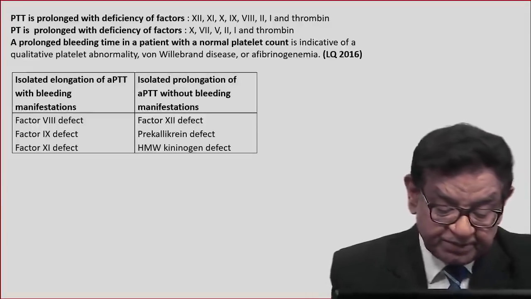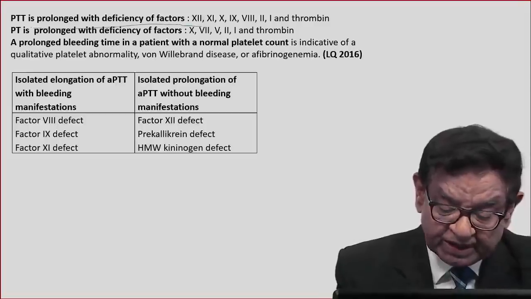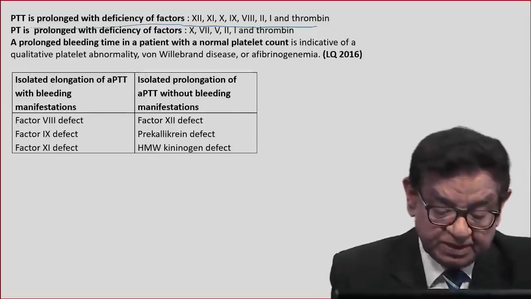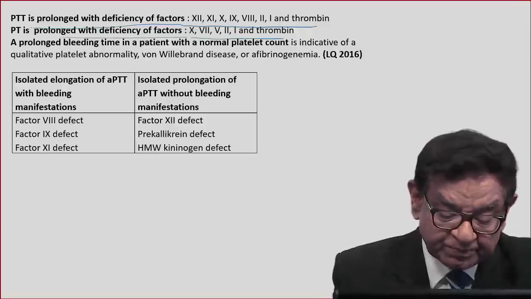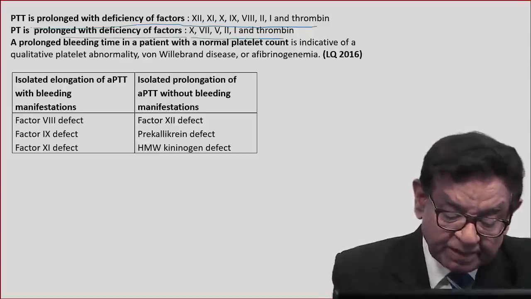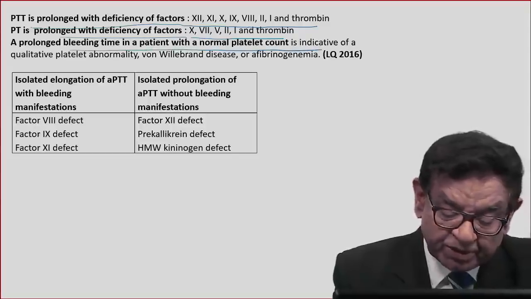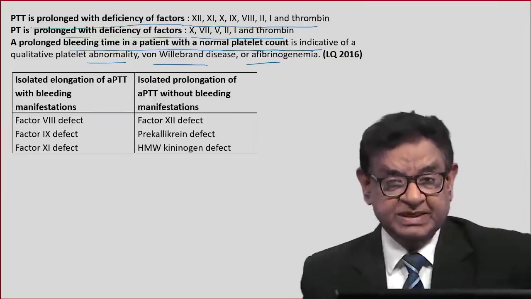So a summary, PTT is prolonged with deficiency of 12, 11, 10, 9, 7, 2, 1 and thrombin. PT will be prolonged in 10, 7, 5, 2, 1 and thrombin, and a prolonged bleed time with normal platelet count is definitely due to abnormality of platelet, von Willebrand factor or afibrinogenemia.